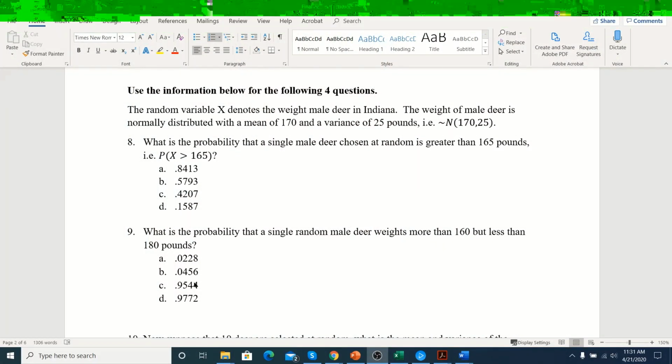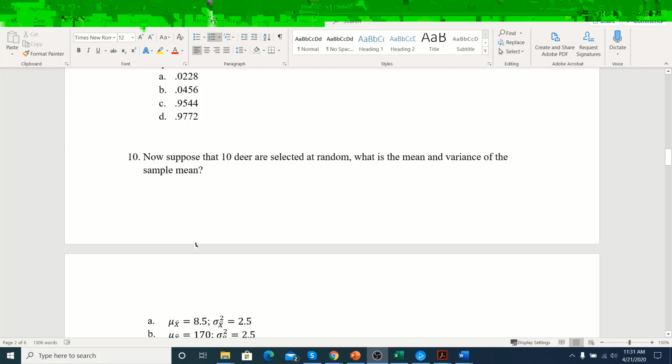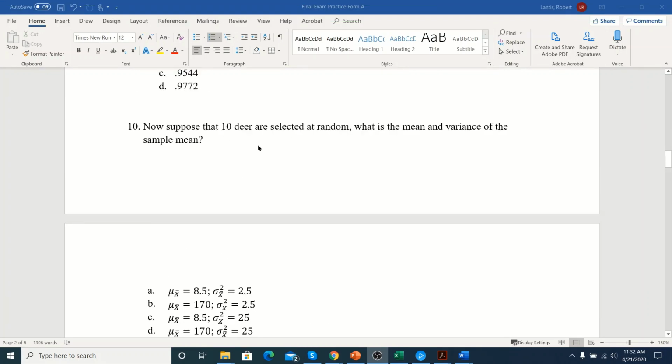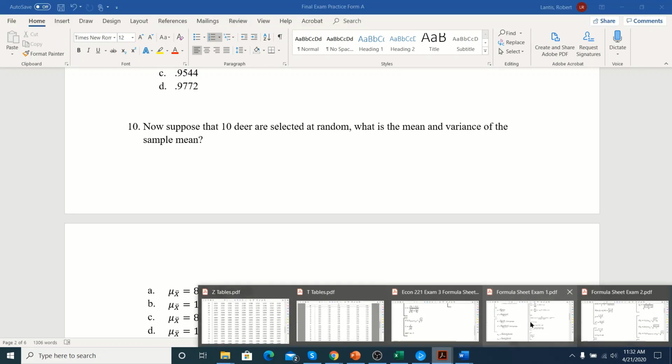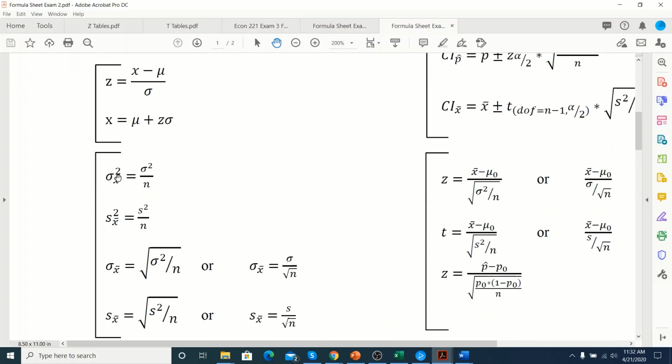So that's how we find the probability of being in between two values. Now suppose we're running with the same example, but we select 10 random deer. So now we're looking at sample means. Well, we know that sample means will be normally distributed around whatever the population mean was, but that the variance of our sample means, if we look at the formula sheet, is the original variance divided by the sample size.